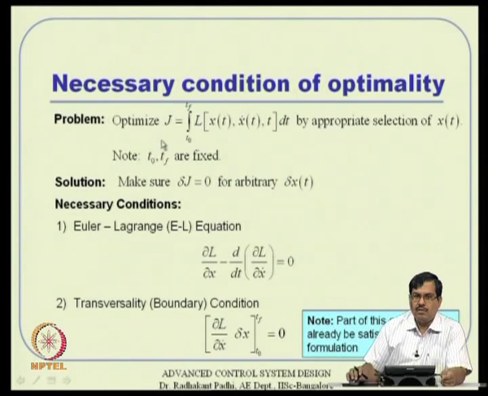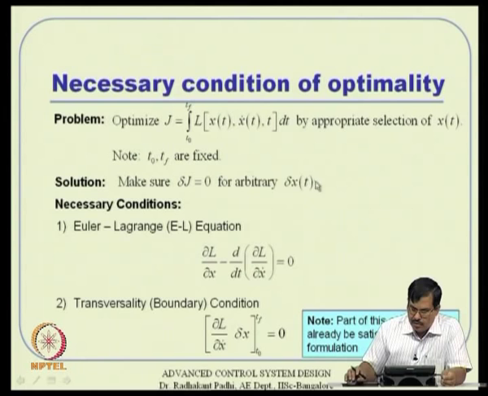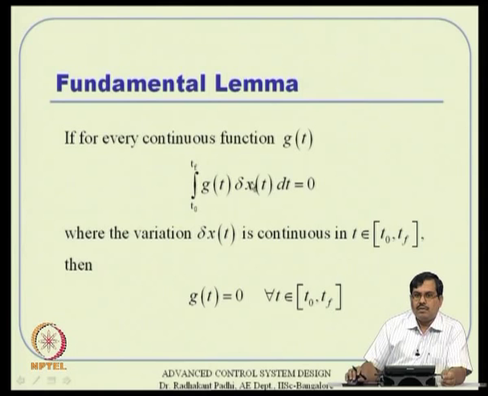Then we obviously want to make sure that the first variation of J, delta J, is 0 for an arbitrarily selected delta x of t. That means, no matter what delta x of t I select, this has to hold. And hence, it will turn out that you analyze this first variation, and there are some coefficients multiplied by delta x of t. Then, since it should happen for arbitrary delta x of t, we excite this condition and say the only way it can happen is that the coefficient has to be 0.